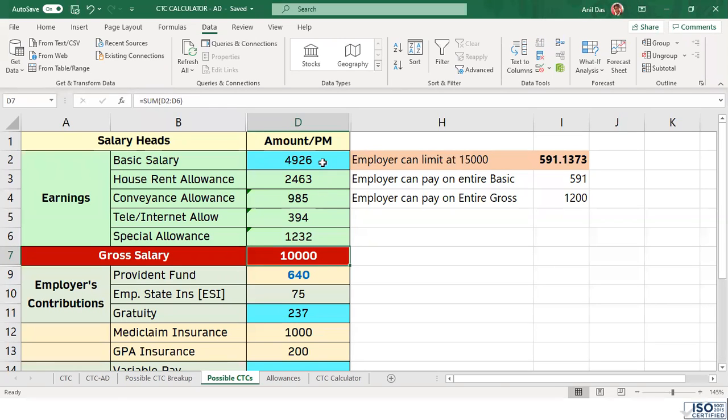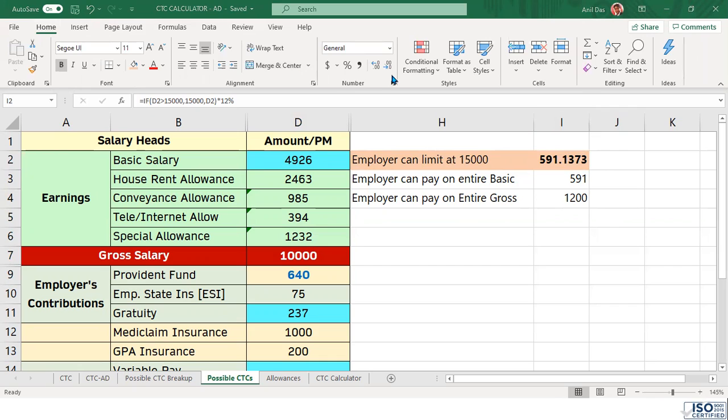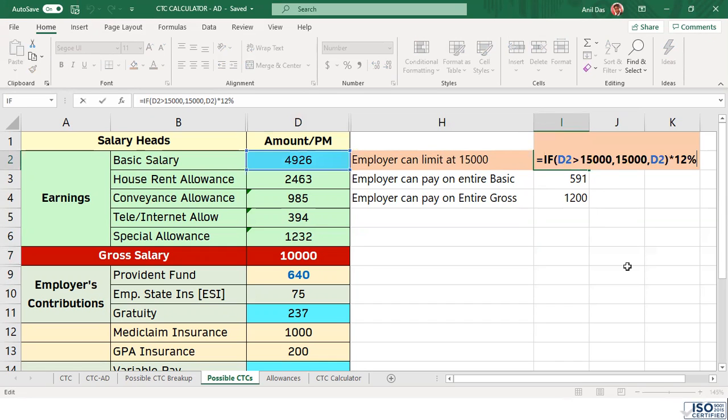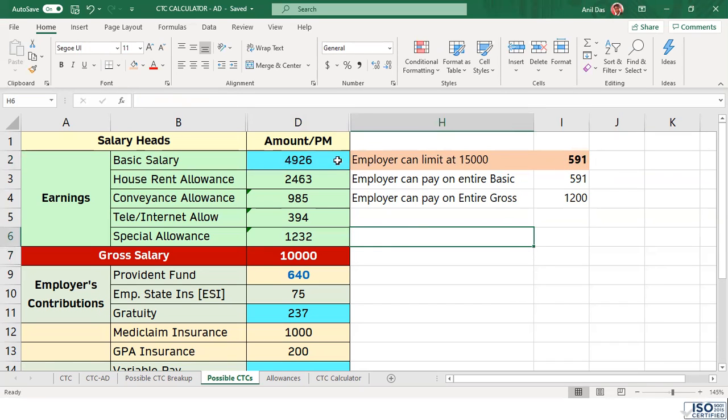Fine. So we were discussing the breakup of 10,000. On 10,000, we have decided this, and these are the various different payouts. Here, the first one, employer can limit at 15,000. Shouldn't it be basic salary plus HRA plus conveyance? Look, the formula which we had used here was: if the basic salary is more than 15, then take 15. Otherwise, take the original amount which is there. So 12% is calculated on 4926.